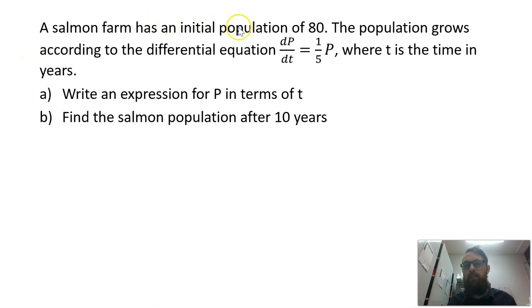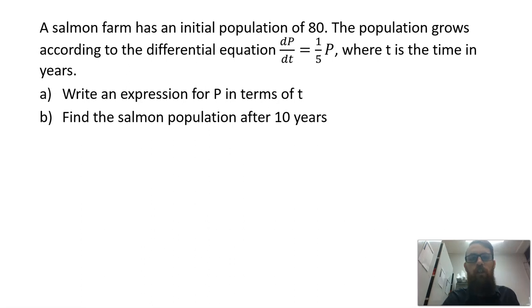A salmon farm has an initial population of 80. The population grows according to the differential equation dp by dt equals 1/5 p, where t is the time in years. Part A, write an expression for p in terms of t, and part B, find the population after 10 years. These are really common type questions, populations, so it's a good one to look at an example for.